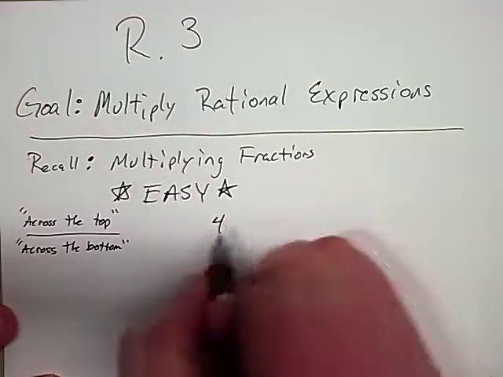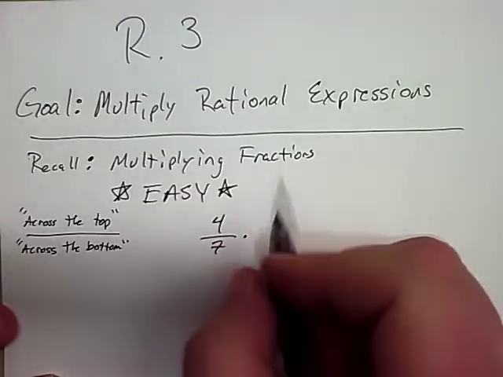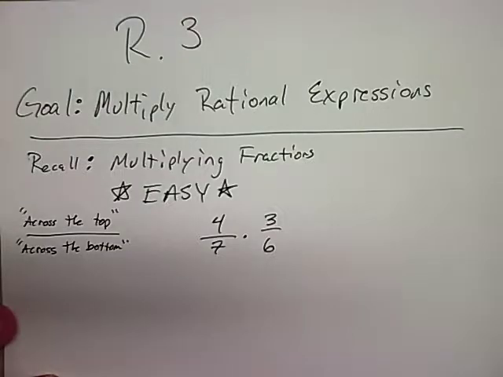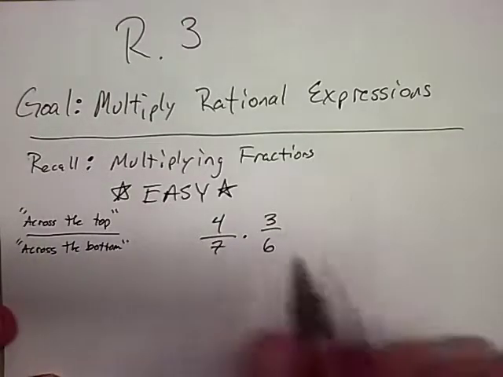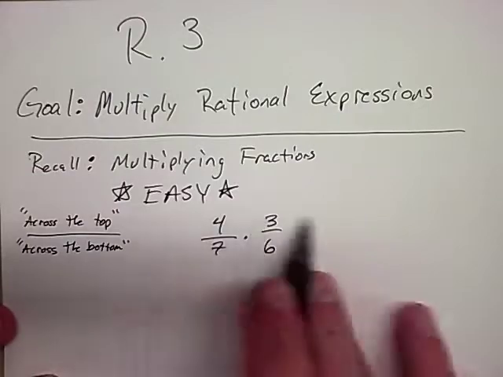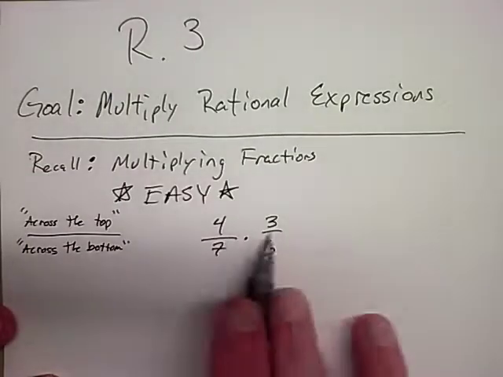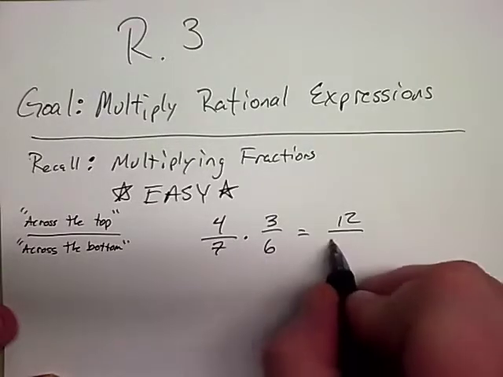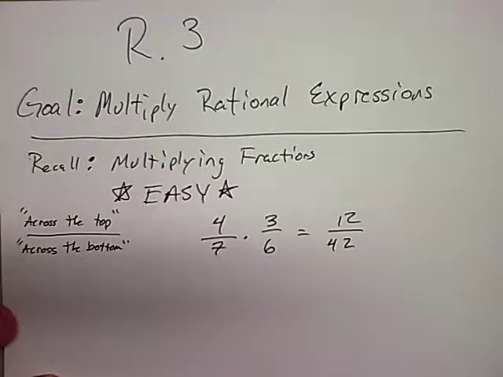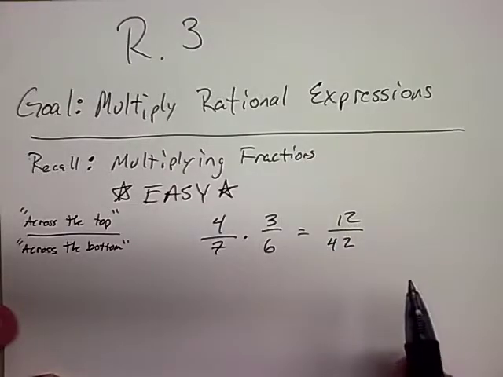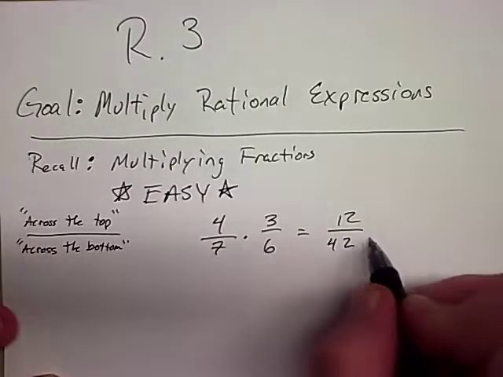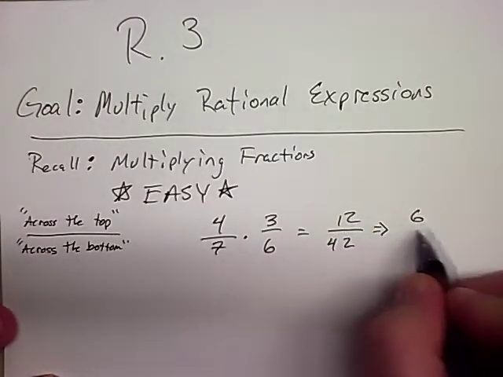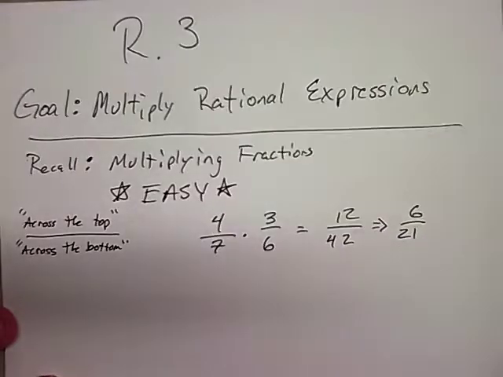Let's say we had something like 4 over 7 times, I don't know, 3 over 6, right? Well, if we're going to multiply these, we're going to go across the top and then across the bottom. So 4 times 3 is 12, and 7 times 6 is 42. And now we could reduce 12 over 42, right? We know 12 and 42 are both even numbers. So if I divide by 2, 12 divided by 2 is 6, and 42 divided by 2 is 21.